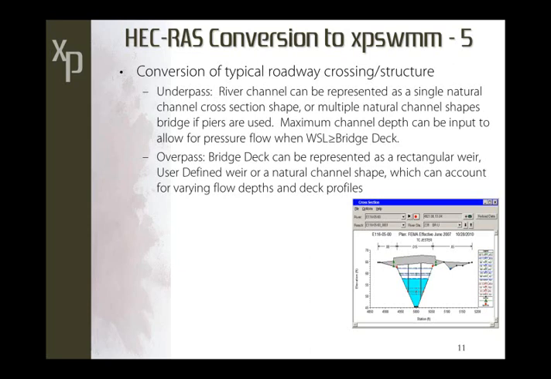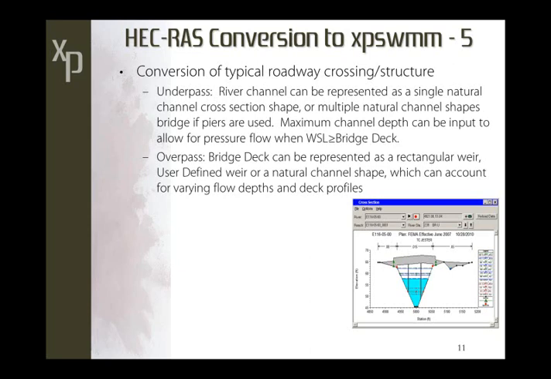Lastly would be a conversion of any structures or roadway crossings in HEC-RAS. As you can see in the lower right is a typical representation of a HEC-RAS crossing. In XP, you can model the underpass of a crossing as a single natural channel shape, or if there are multiple flow areas by the use of piers under the bridge, you can use multiple flow area channel shapes in XP. Also, a maximum channel depth can be input to allow for pressure flow when the water surface level meets the bridge deck level.